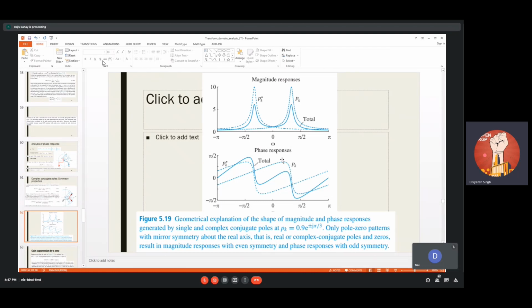So this is your phase response. It will go to 0 here and then again at pi plus pi by 3, somewhere here, it will again go to 0. So this is your phase response for 0.9 into e to the power plus j pi by 3. This is the phase response for 0.9 e to the power minus j pi by 3. So here you see it is going to 0 at minus pi by 3.